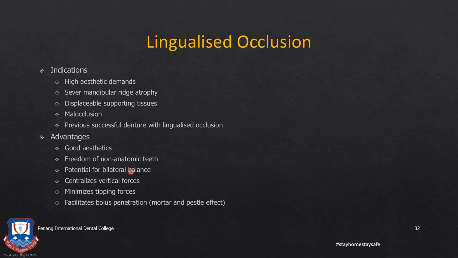As I mentioned, always the palatal cusp of the maxillary posteriors is in contact with the occlusal surface of the mandibular posteriors. The contact of the palatal cusp of the maxillary teeth ensures that the forces are transferred in a vertical direction to the mandibular alveolar ridges. There is minimum tipping forces because of the centralization of the vertical forces, and because we are using anatomic teeth in the maxillary ridge, it is easier for the chewing and for the sharing of the forces, basically a mortar and pestle effect.